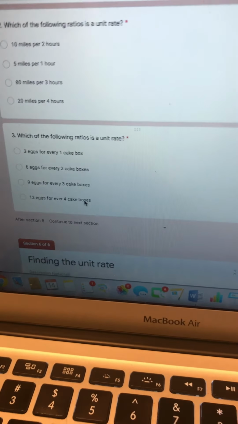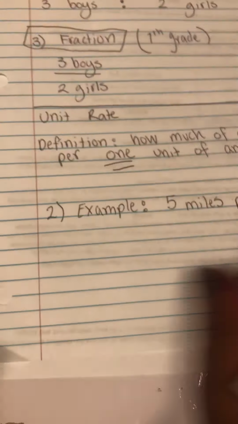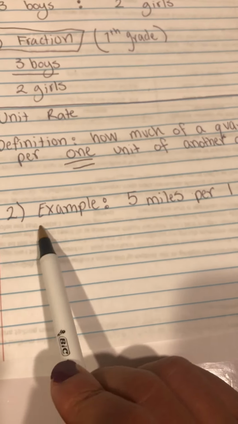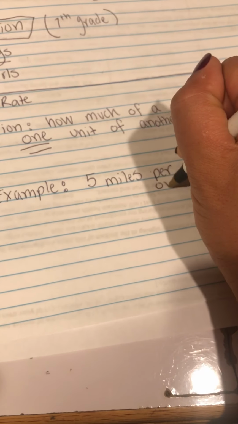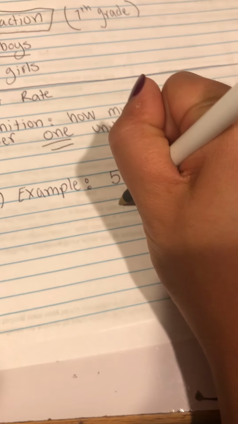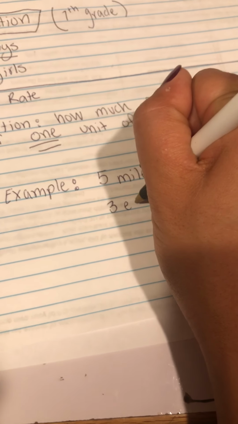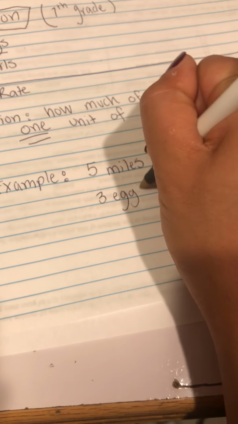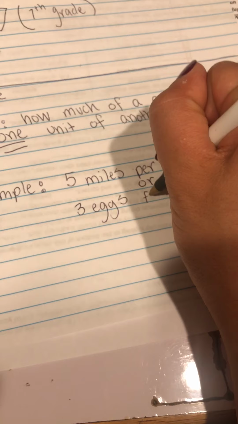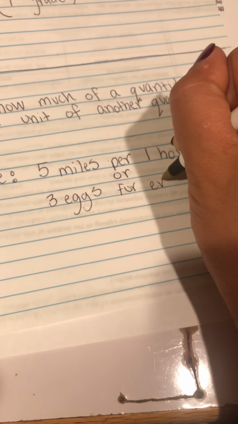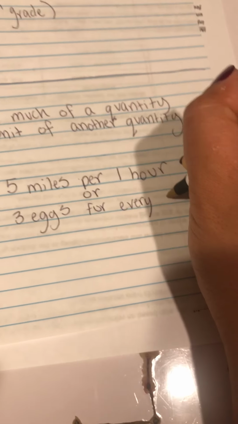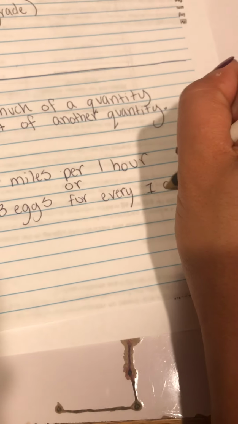Now you don't have to write number 3 on your notes because we just explained it. All we're going to do here is 3 miles per 1 hour, and then we're going to put or. Another example would be 3 eggs for every 1 cake box.